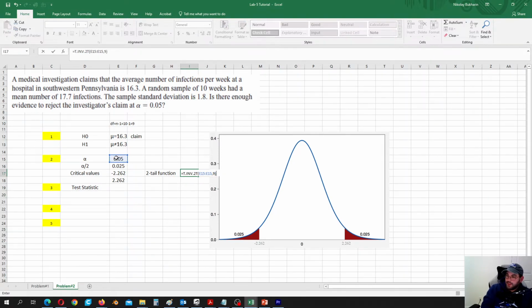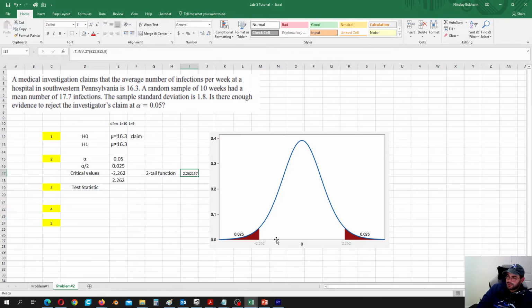We should get this value positive. This is the absolute value of our critical values. They are symmetric, and their magnitude is the same. The absolute value of those two numbers is the same. You can do it like this. Those are our two critical values.